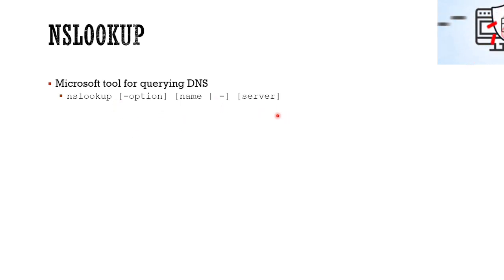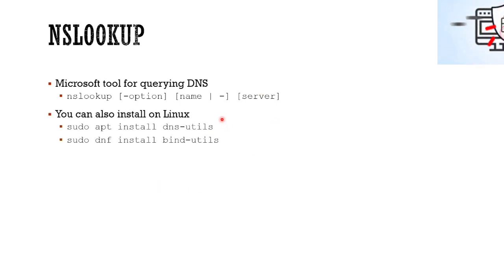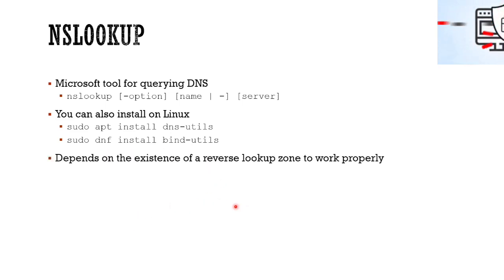You would have to install two things, one after another: sudo apt install dnsutils, and then after that, sudo dnf install bind-utils. The only thing about nslookup is it depends on the existence of a reverse lookup zone, a PTR zone, for that zone to work properly. And not all administrators will set that up. But nonetheless, here are some examples.